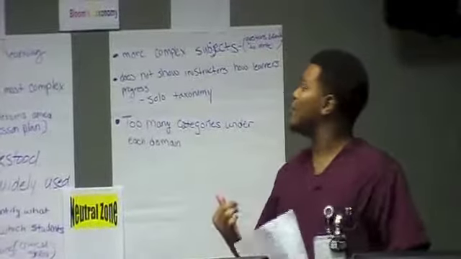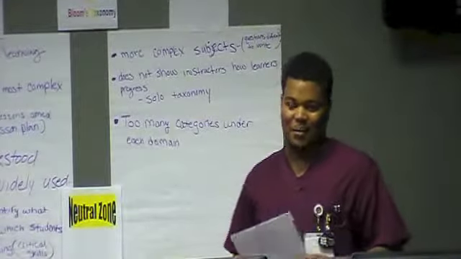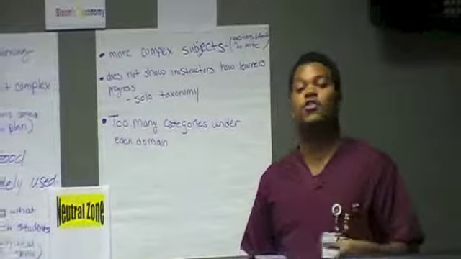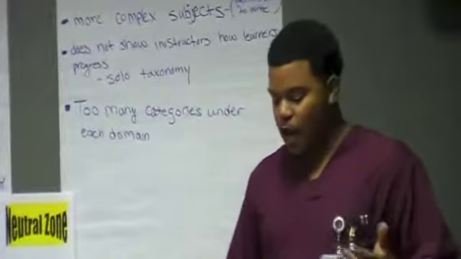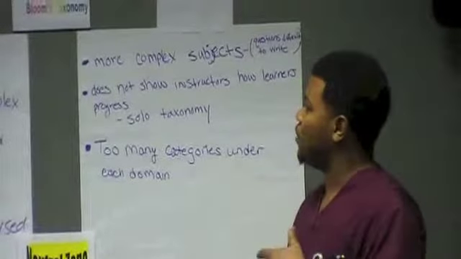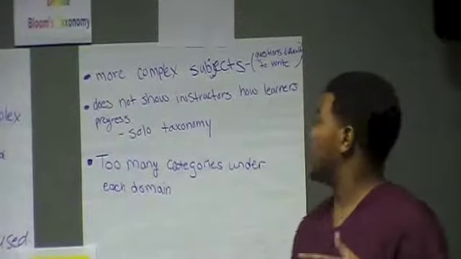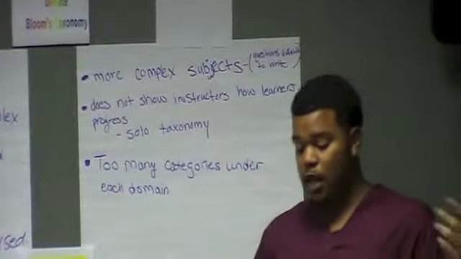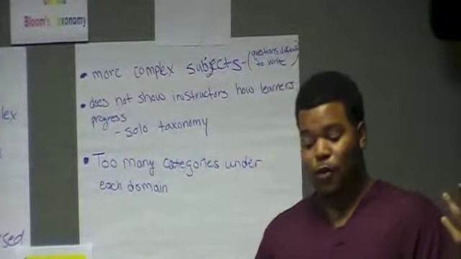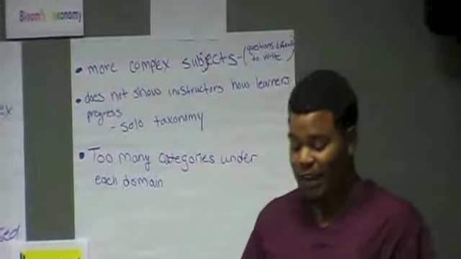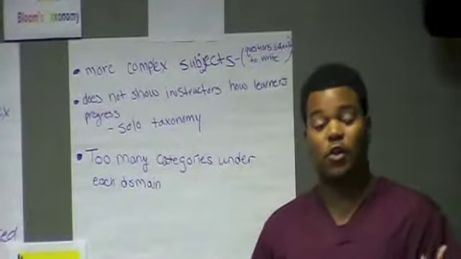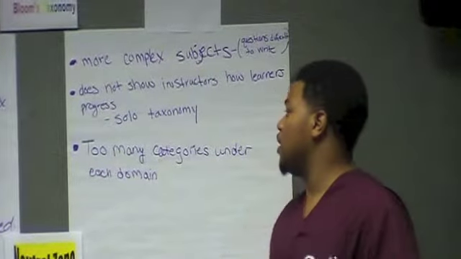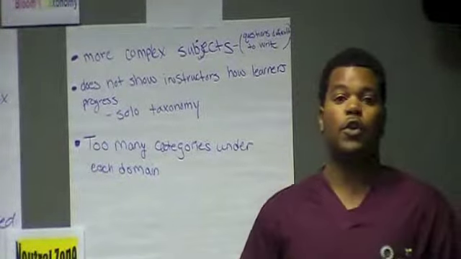And these are the cons of Bloom's taxonomy. There are more complex subjects, meaning the questions are more difficult to write. Also, it does not show instructors how learners progress. For example, SOLO taxonomy is a model that describes levels of increasing complexity in learners' understanding of subjects. Also, another con is too many categories under each domain.